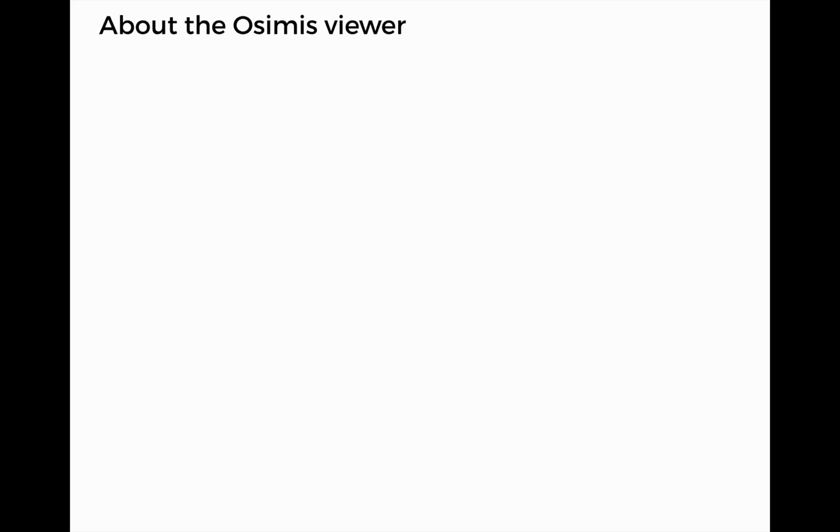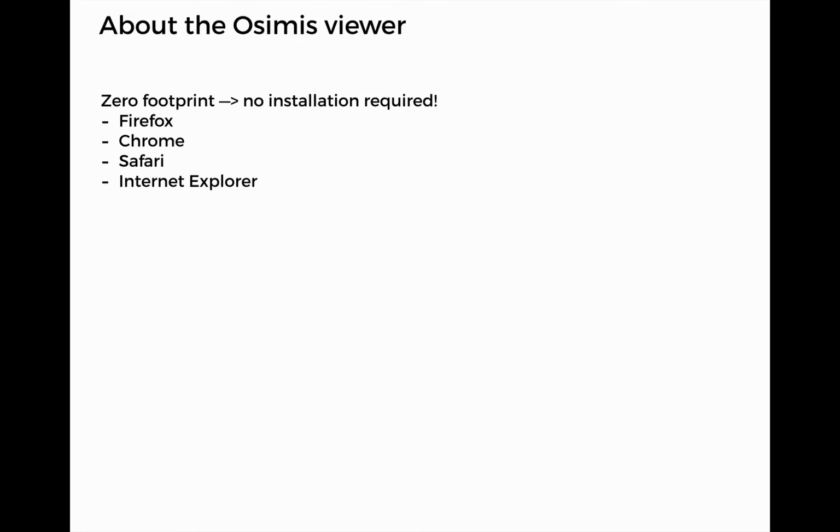So here are the key pieces of information about the Osimis viewer. First of all, it is a zero footprint viewer. This basically means that you don't need to install anything in order to be able to use it. You can use it in any web browser that is available today, so in Firefox, Chrome, Safari, and Internet Explorer.